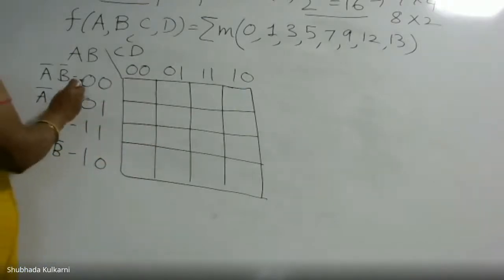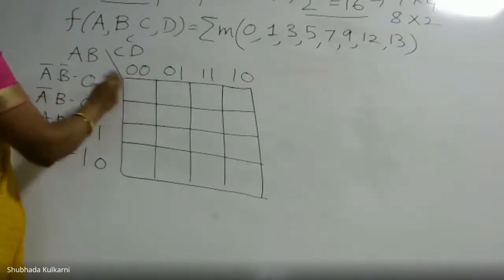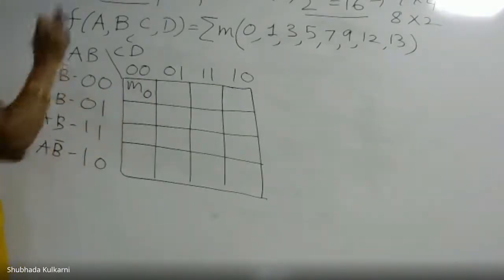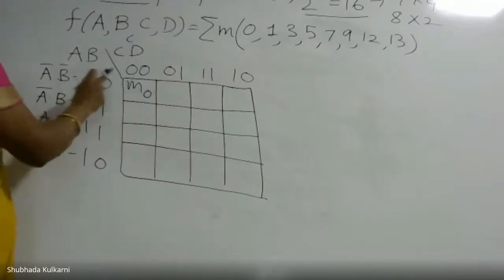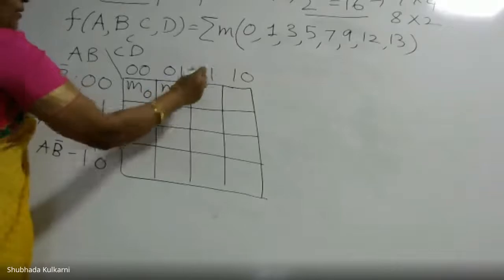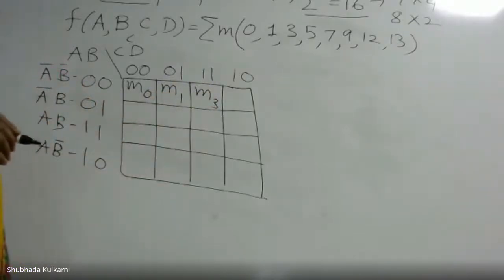Now you see, if AB is 0 0 and CD is 0 0, then what should be the min term? M0. Before I do the actual problem, I want to show the min term positions. 0 0 0 1 is M1. 0 0 1 1 is M3. For that, what knowledge is required for you people?